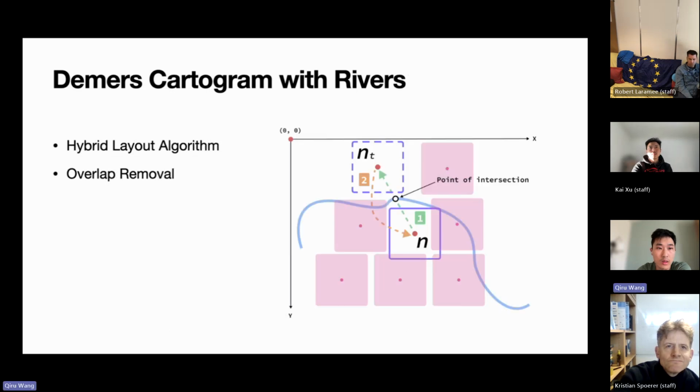So Deemer's cartogram with rivers implements a hybrid layout algorithm which combines cartogram generation with river representation. It preserves geographical accuracy while maintaining spatial relationships. We used an overlap removal algorithm to ensure clear and precise visual mapping of different nodes.